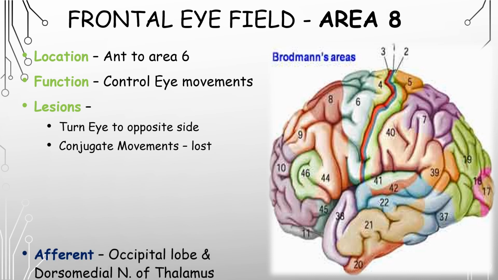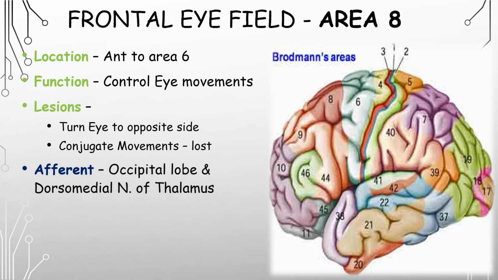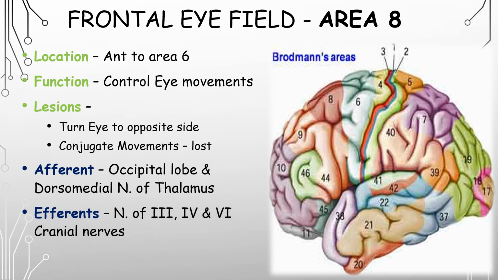The afferents come from the occipital lobe and the dorsomedial nucleus of the thalamus, and the efferents go to the nuclei of the third, fourth, and sixth cranial nerves.